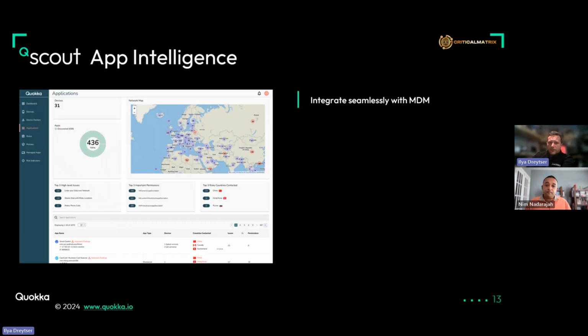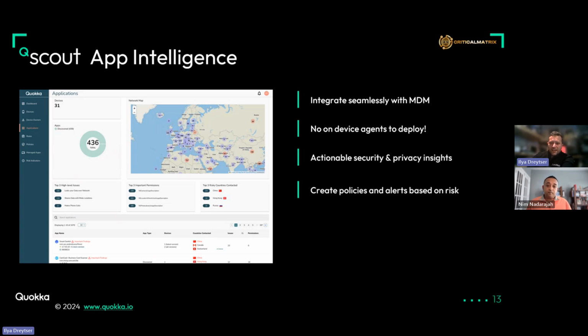So when you roll out this app intelligence to an organization, you don't have to set it up to be always on or always off. You can actually differentiate. Once you integrate with the MDM, you don't need the device agent, so that's great. You can provide actionable security and privacy insights, and you can create policies and alerts based on risk. And that means, exactly what you said about a CEO versus somebody in the loading docks, or a teller at a bank versus the VP doing contracts, or an attorney versus the IT person at the firm. So you can create these different policies, and then the alerting is based on that risk profile.